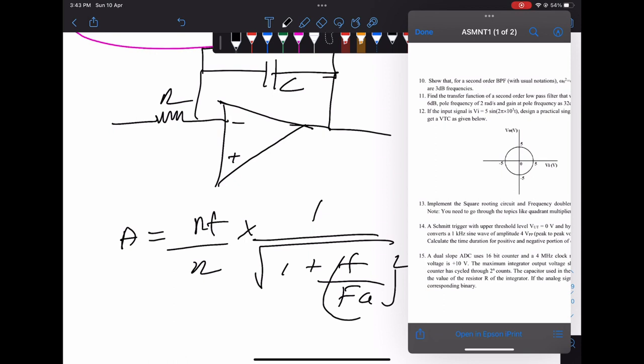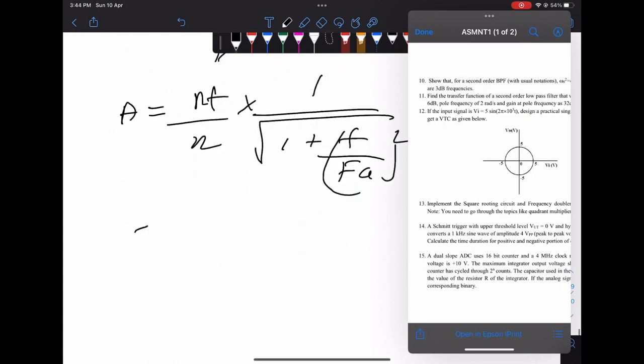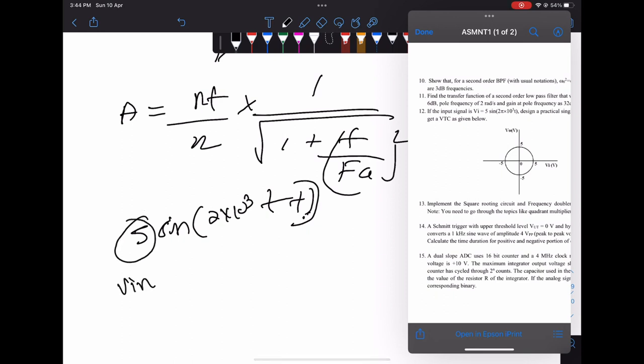The voltage gain of the practical integrator is Rf by R into 1 divided by root of 1 plus (f by fa) whole square. That is the gain of the practical integrator. Gain means the coefficient of that wave. Anyway, input is phi sine, and output is phi cos into something, when we integrate, divided by something, 2 pi into 10 to the power 3 t. That magnitude is actually the gain.